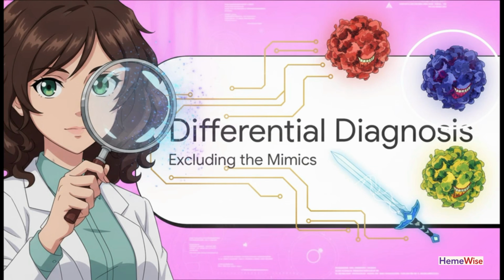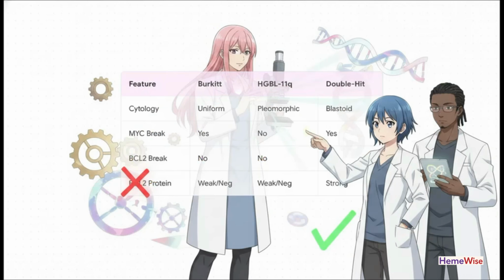All right, we've got our suspected profile. But how do we make sure we aren't being fooled? Let's talk about excluding the mimics. You really have to confidently separate Burkitt from its major high-grade lookalikes, and comparing them side by side builds serious diagnostic confidence. Keep a close eye on those high-grade B-cell lymphomas, the ones we used to call double-hit lymphomas.